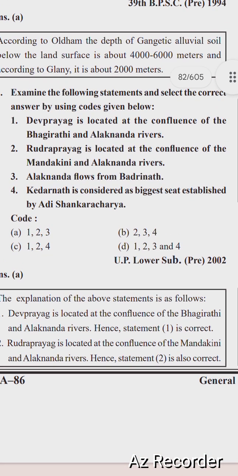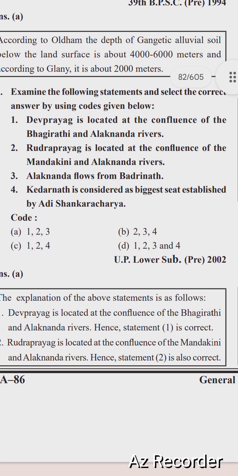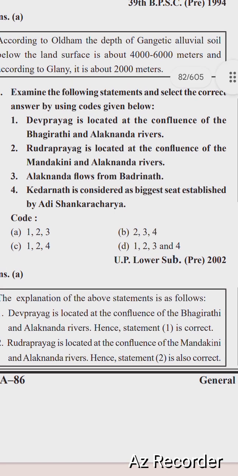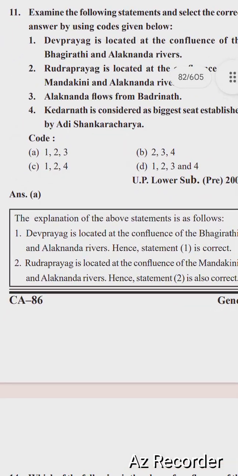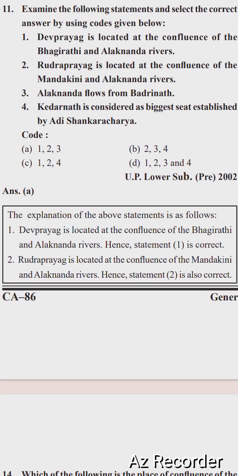Devprayag is located at the confluence of Bhagirathi and Alaknanda river: Bhagirathi plus Alaknanda equals Devprayag. Next, Rudraprayag is located at the confluence of Mandakini and Alaknanda: Mandakini plus Alaknanda equals Rudraprayag. And Alaknanda flows from Badrinath. Okay, statement 3 is right and 4 is wrong. The right option is option number A, 1 to 3.